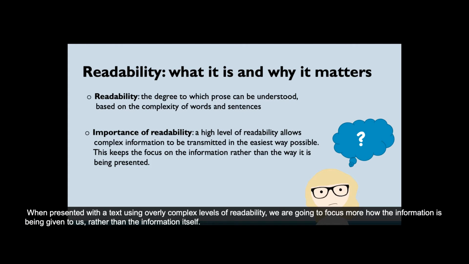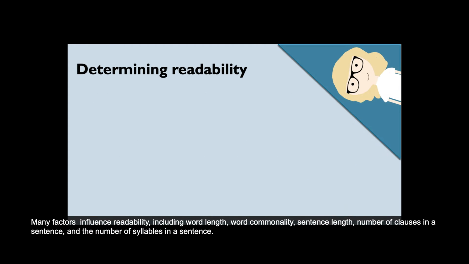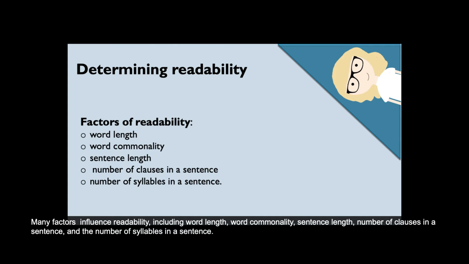When presented with a text using overly complex levels of readability, we're going to focus more on how the information is being given to us rather than the information itself. Many factors influence readability, including word length, word commonality, sentence length, number of clauses in a sentence, and the number of syllables in a sentence.